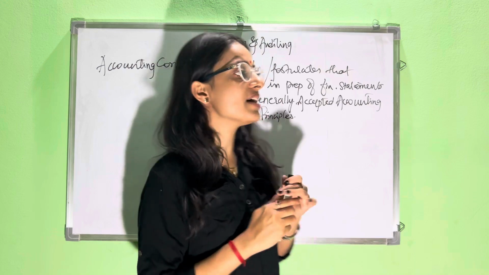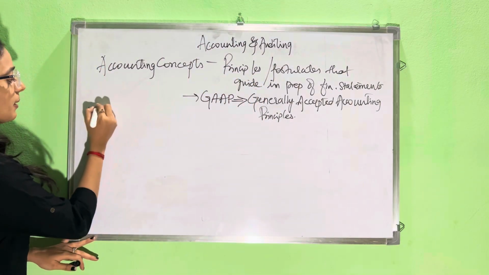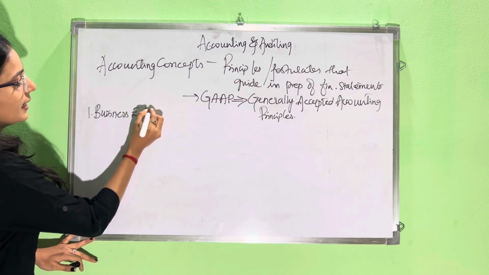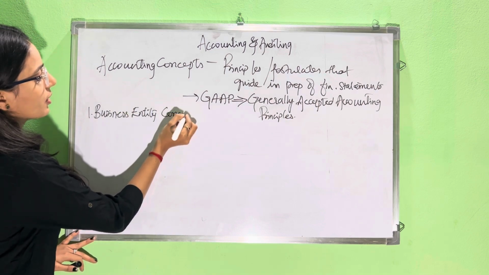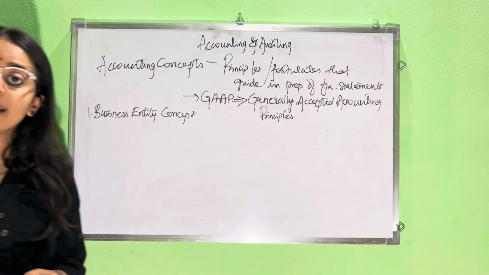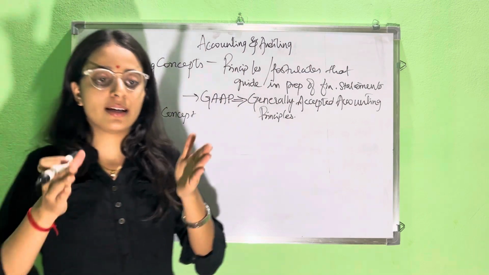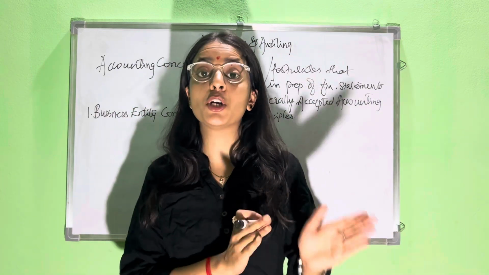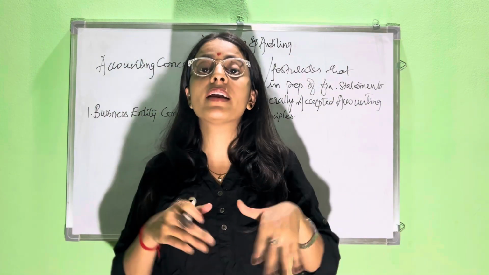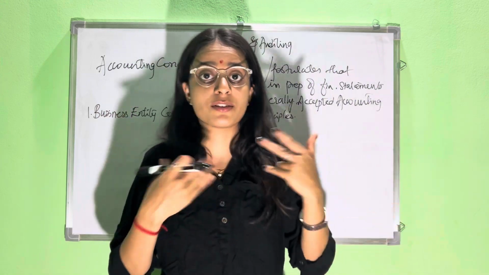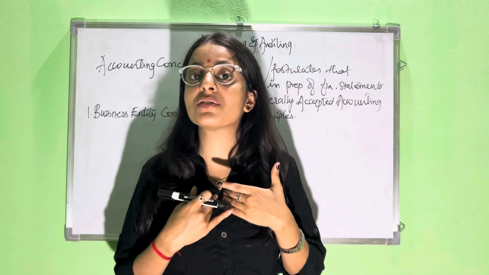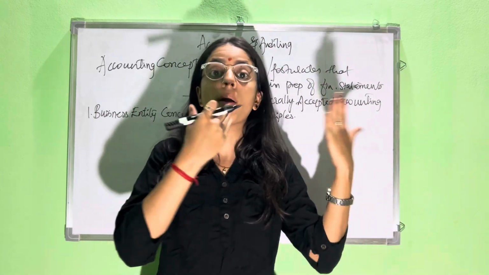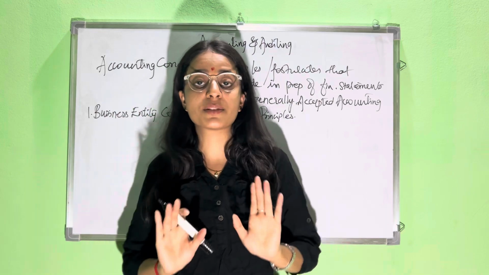The very first accounting concept is the business entity concept. According to this concept, the individual and the business are two separate bodies, two separate entities. You cannot refer to the owner as the business or the business as the owner. For example, my personal transactions I cannot record in the books of accounts of my business, or a business transaction I cannot maintain as my own transaction.